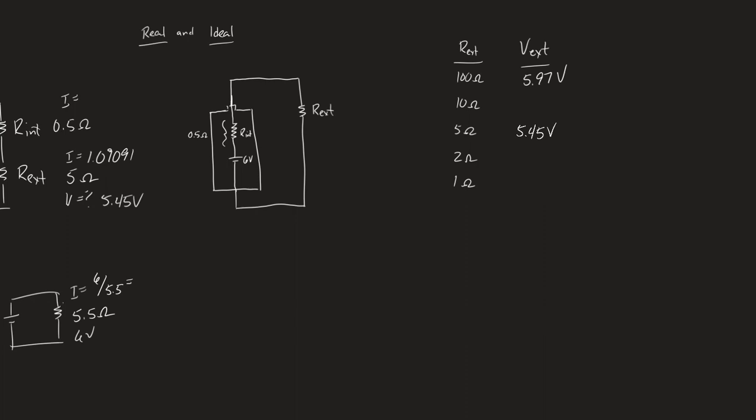All right, Meals table. What'd you guys get for the 10 ohm bulb? We got that the voltage was 5.71 volts across the external. All right. Alex's table. What'd you guys get for the 2 or the 1 ohm? 4.8 volts for the 2. Okay, that's good, 4.8 volts for the 2. All right. Marco's table. What'd you guys get for the 1 ohm? I got 4 volts.